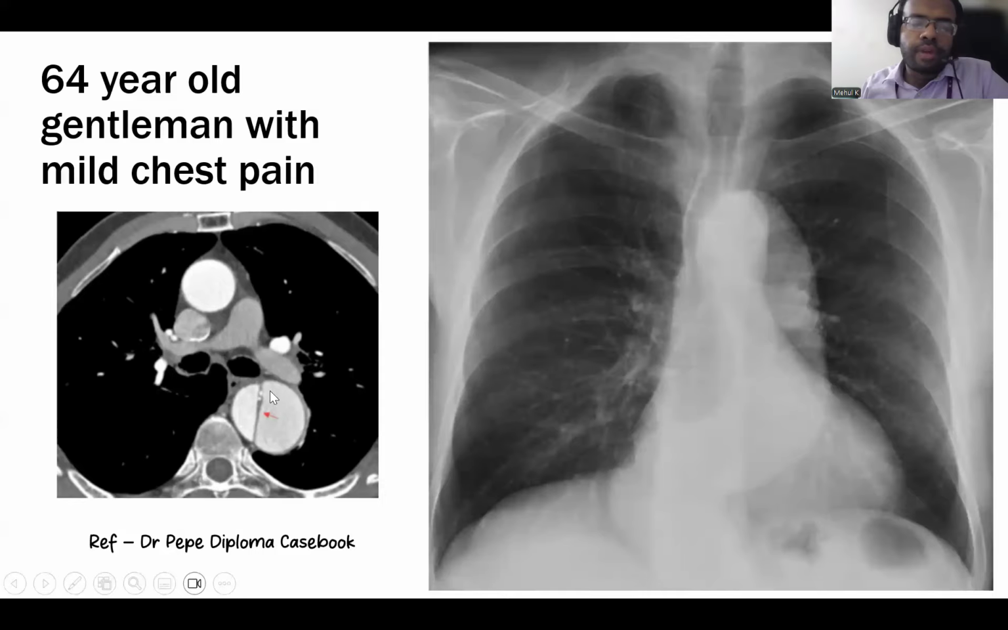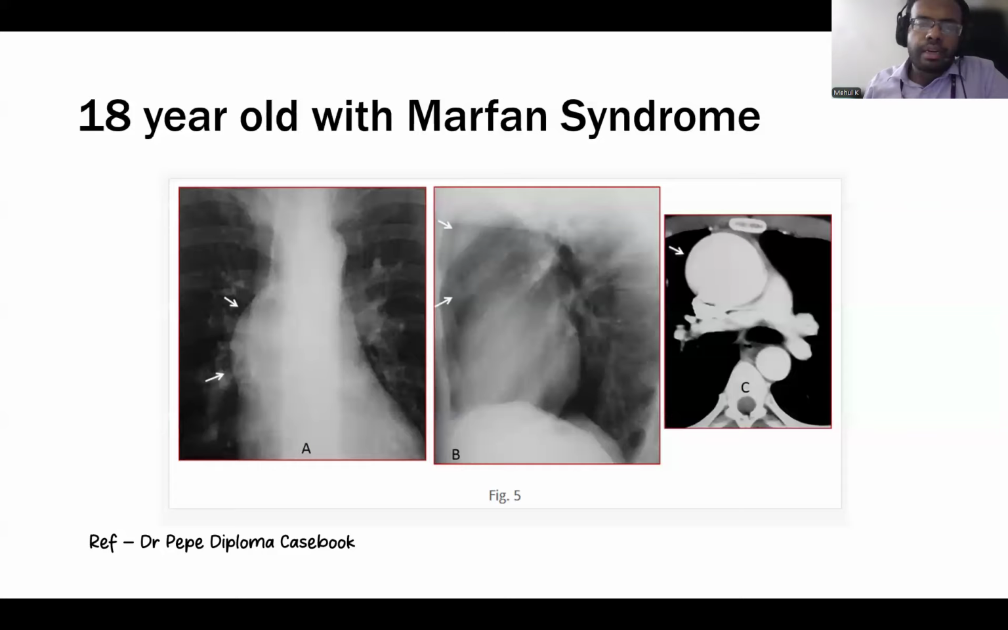You can see the flap is on the descending part, not in the ascending, but on the dilatation seen in the descending thoracic aorta. So this is seen in type B dissections.